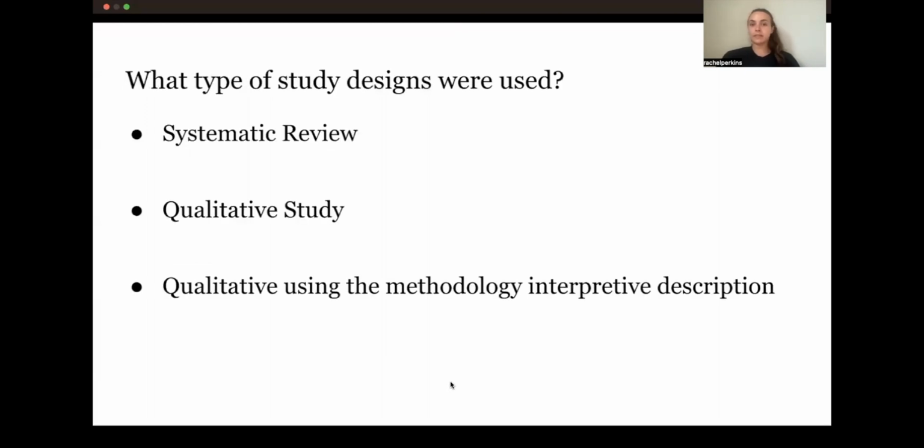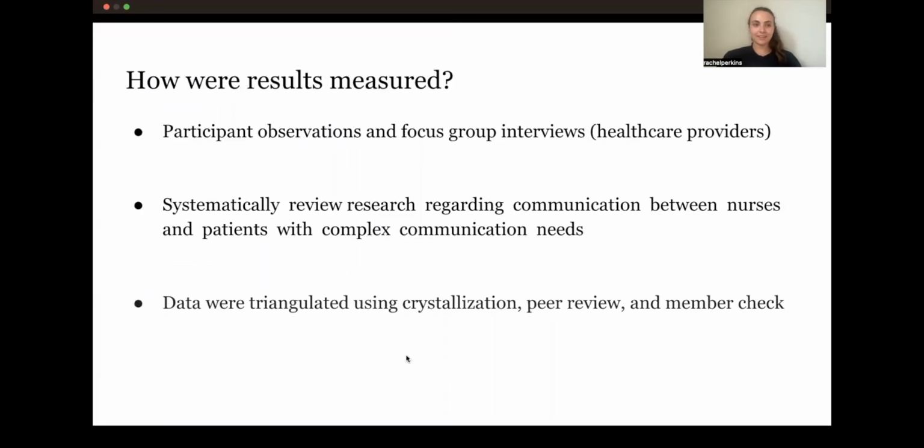And the types of studies that were used, we had systematic reviews, qualitative studies, and one article was a qualitative study using the methodology interpretive description. And how were they measured? Participant observations, focus groups, interviews, systematically reviewing research regarding communication between nurses and patients with complex communication needs. And one of them was measured through data triangulated through crystallization, peer review, and member check.